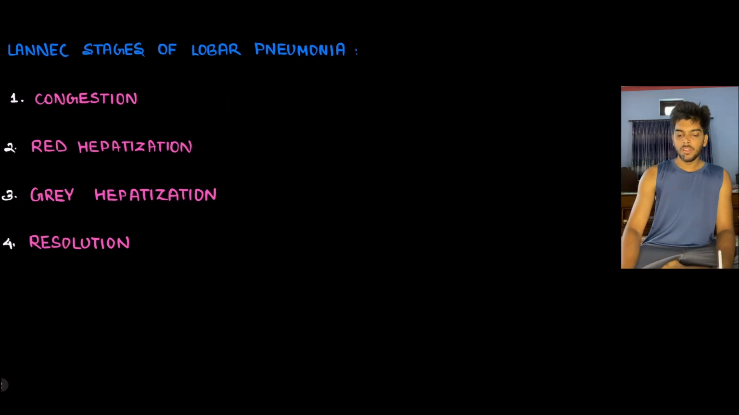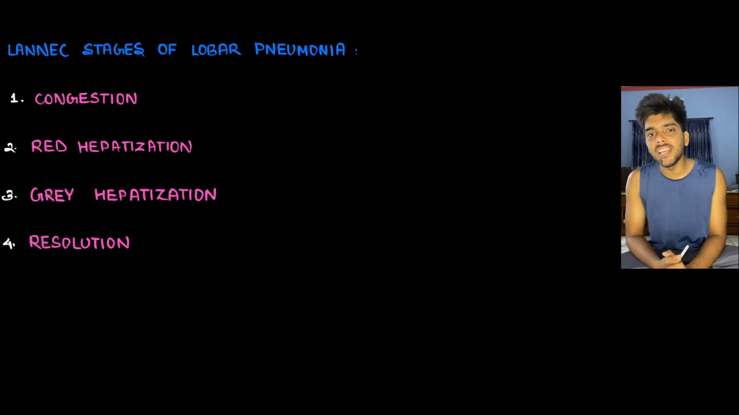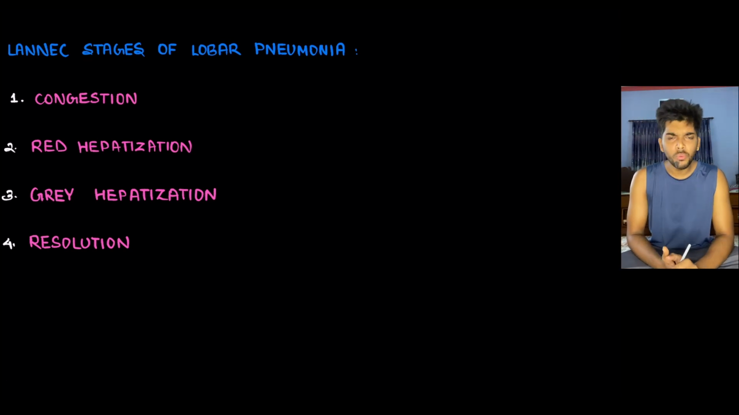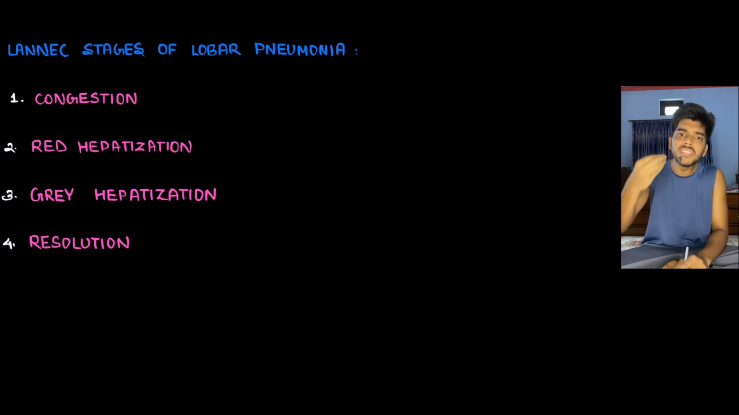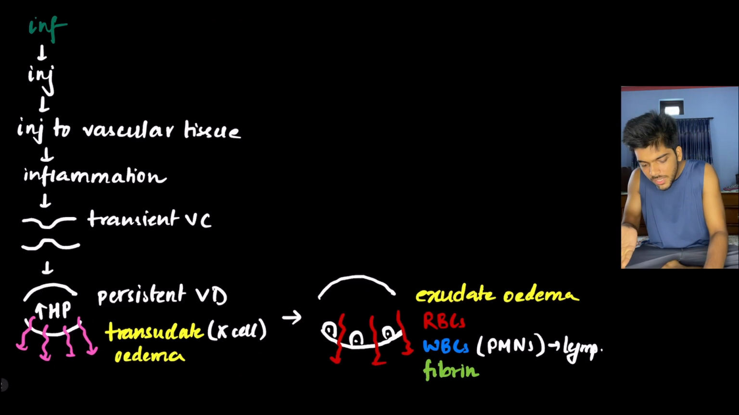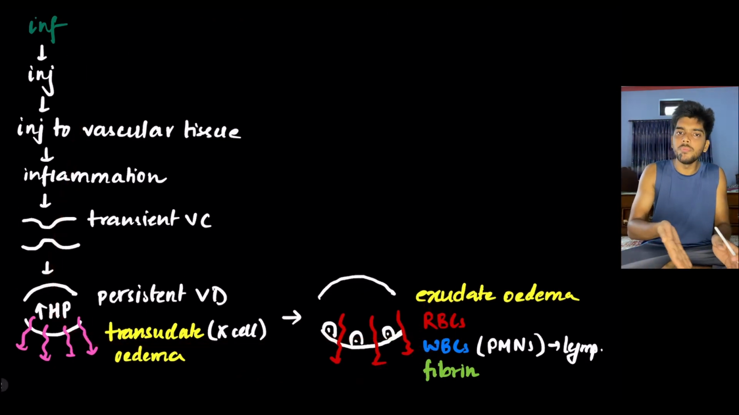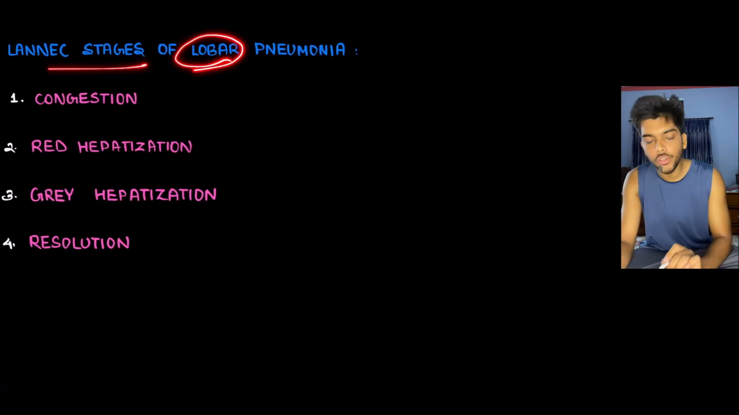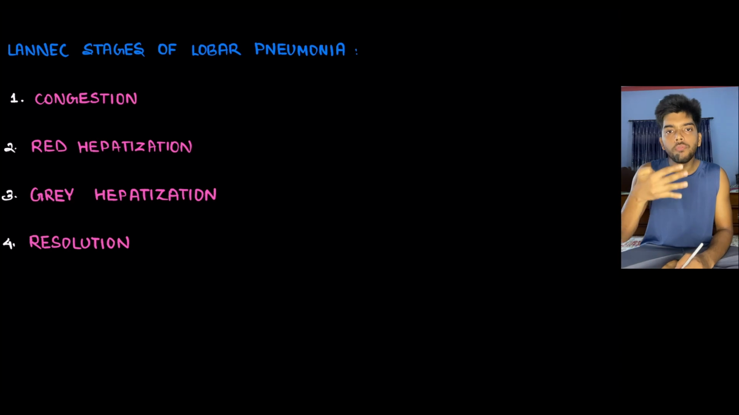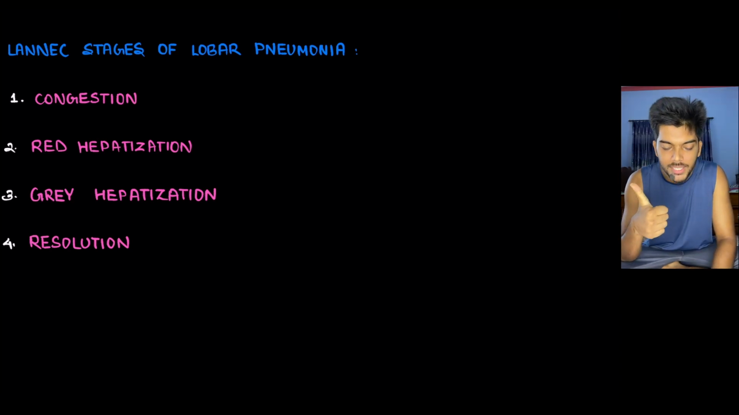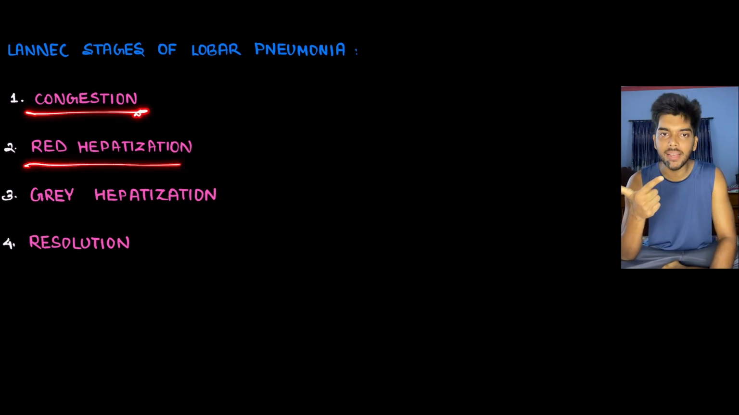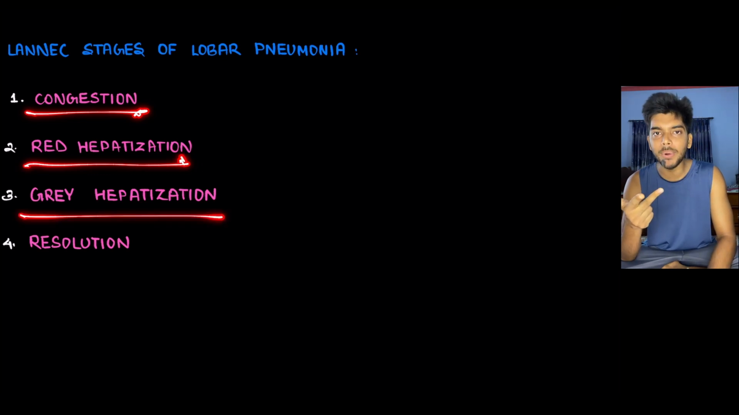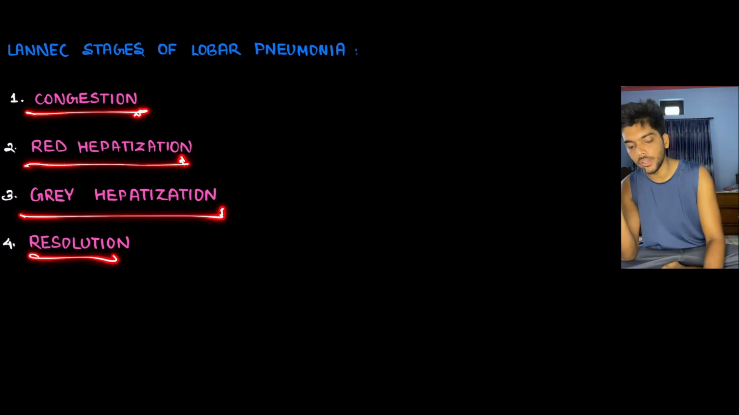Okay. Now, Lannec stages of lobar pneumonia. I don't know why lots of students find this difficult, because if you just know the steps of inflammation, this is done. It's the same copy paste of these steps. It is divided into 4 stages. Number 1, congestion. Number 2, red hepatization. Number 3, gray hepatization. And number 4, resolution.